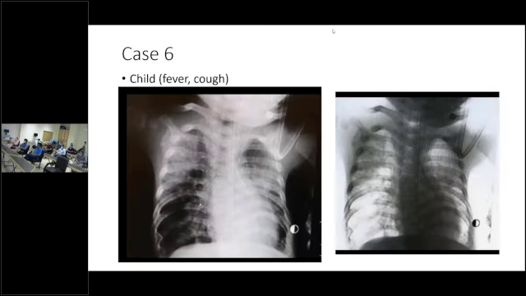Yes. So this was just one case. We don't see many children in the clinic, but there's one we saw with fever and cough. And again, you can appreciate upper zone opacities on the right side and on the left as well, and they're all peripheral. All the opacities and ground glass opacities are peripheral, which is quite a known hallmark of COVID-19.